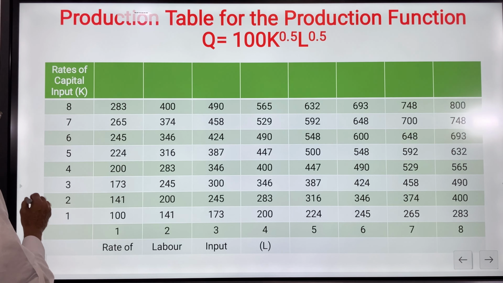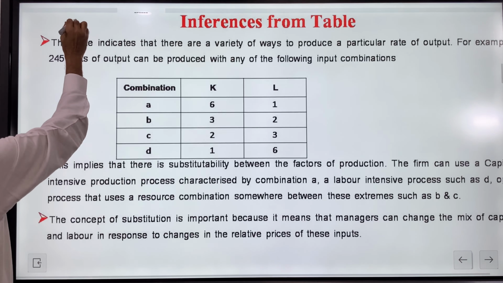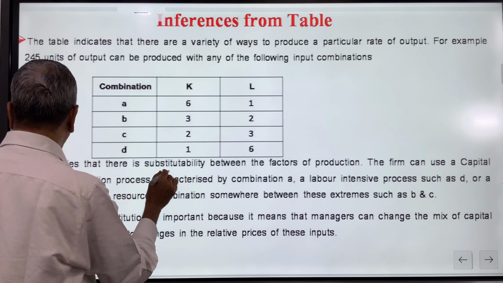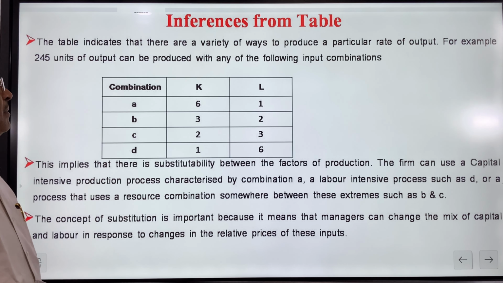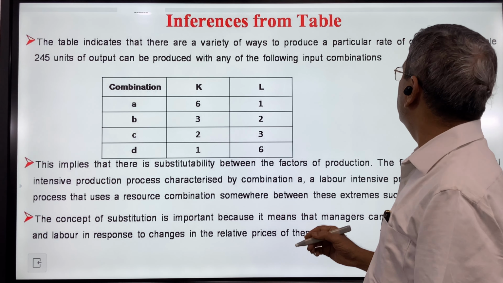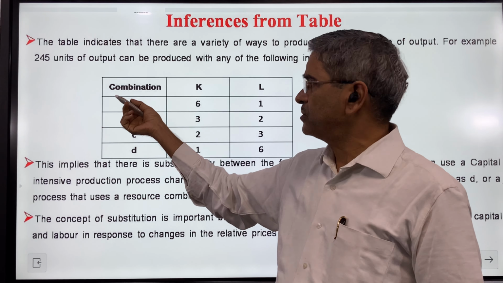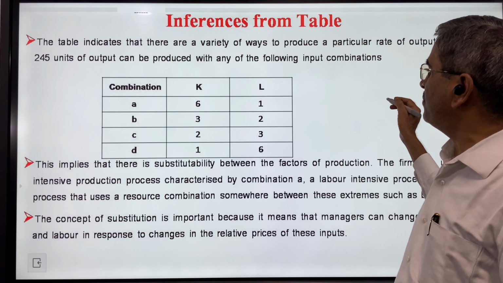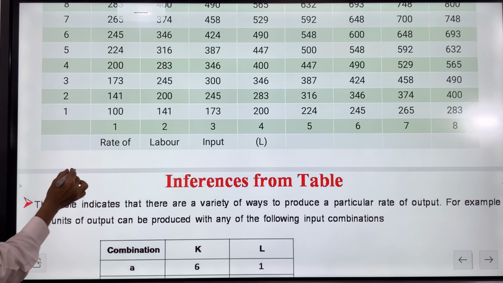Now let us see the change that normally takes place, like what are the inferences from this table. Let us understand the inferences from the table. Number one, the table indicates that there are a variety of ways to produce a particular rate of output. For example, take 245 units of output. It can be produced in any of the following input combinations. I will show you in the table so that you will understand better.